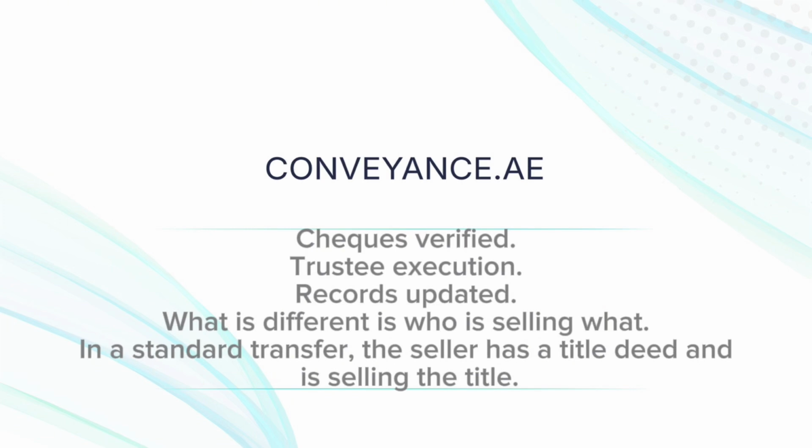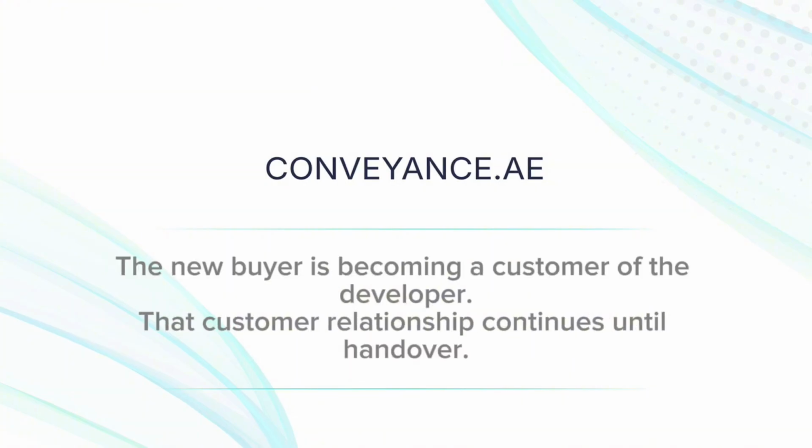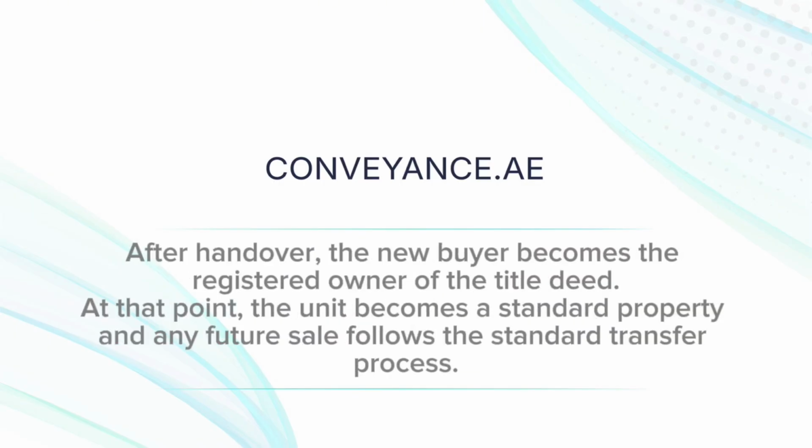What is different is who is selling what. In a standard transfer, the seller has a title deed and is selling the title. In an assignment, the seller has a registered position and is selling the position. The new buyer is becoming a customer of the developer. That customer relationship continues until handover. After handover, the new buyer becomes the registered owner of the title deed. At that point, the unit becomes a standard property, and any future sale follows the standard transfer process.